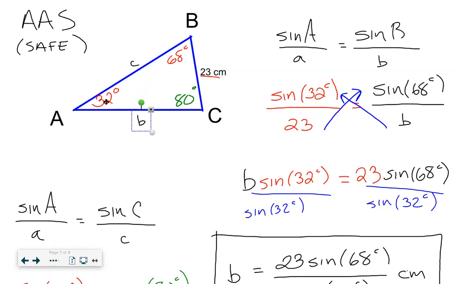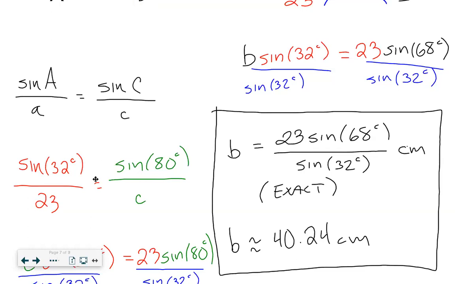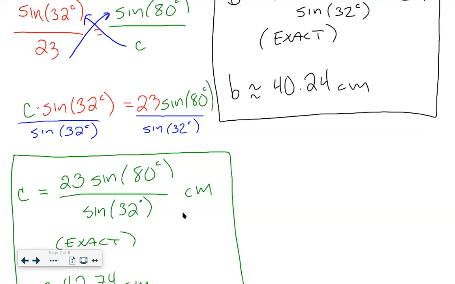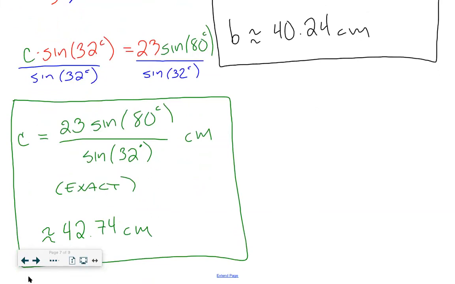So in this case, again, sine of 32 over 23 centimeters is going to equal sine of 80 degrees over side length c. Once I set it up, to solve for c, we're going to cross multiply. So I have c times sine 32 degrees equals 23 times sine 80 degrees. I'm going to divide both sides by the sine of 32 degrees to isolate c. This is my exact value in centimeters for the side length c, and my approximate value here is 42.74 centimeters.